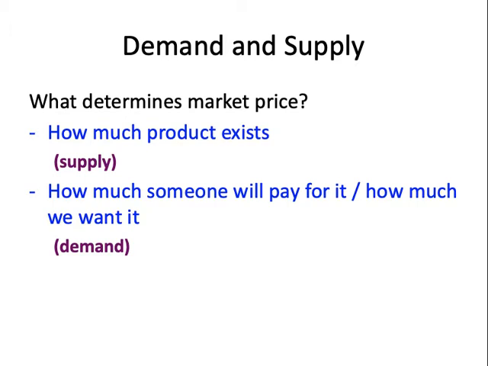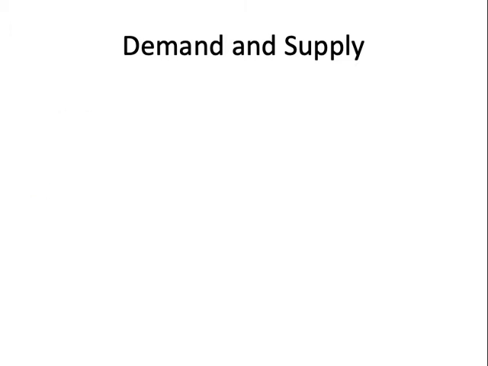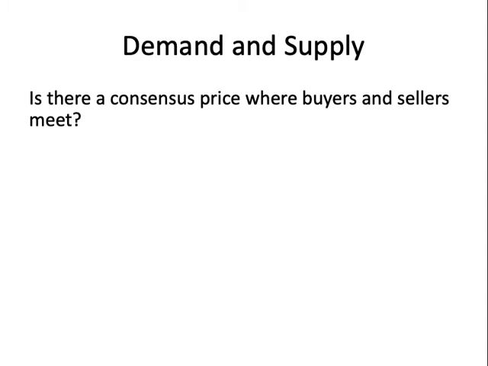Okay, so that's the title of this lesson. So the next question you want to ask is, if this is how prices are determined, is there a consensus? Right, so we're talking about suppliers, supply, and demanders, which is demand. So is there a consensus price where buyers and sellers meet, right? Is there an agreed upon price for chocolate milk? Is there an agreed upon price for coffee? Is there an agreed upon price for gasoline?